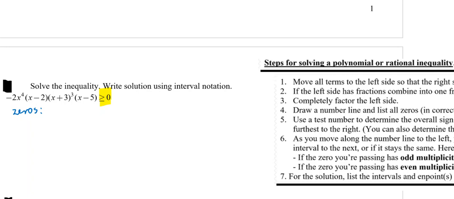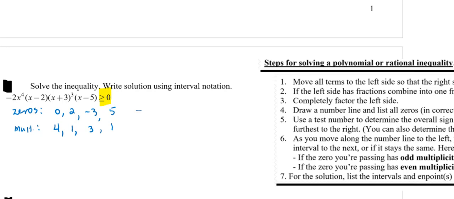The negative 2x to the fourth gives us 0. X minus 2 gives us 2. X plus 3 gives negative 3. And x minus 5 gives us 5. Let's also list the multiplicities of each of these zeros. 0 came from x to the fourth, so it's a root 4 times. That's its multiplicity. X minus 2 is just to the first power, so 2 is just a root 1 time. Negative 3 came from x plus 3 cubed, so its multiplicity is 3. And x minus 5, again, is just to the first power, so its multiplicity is 1.